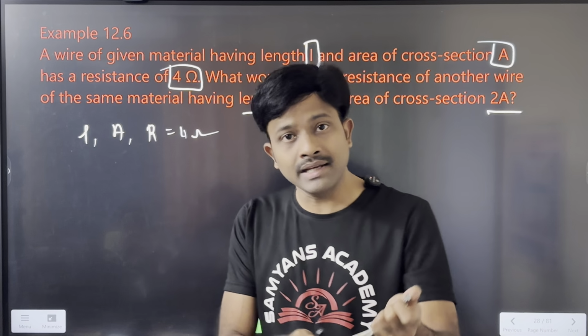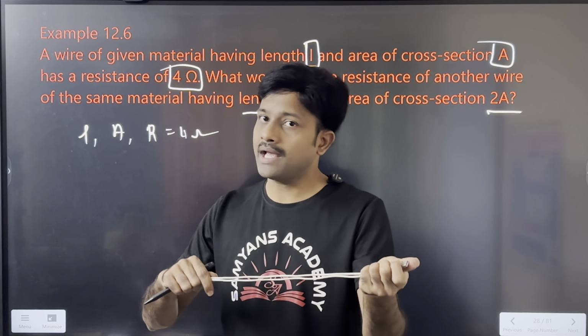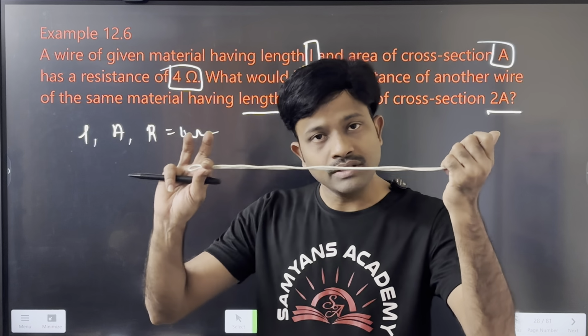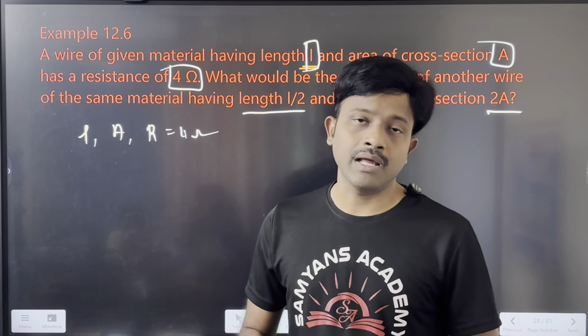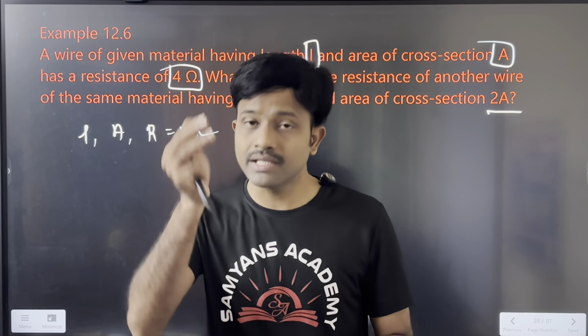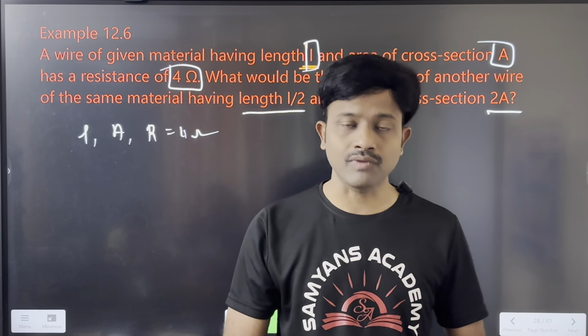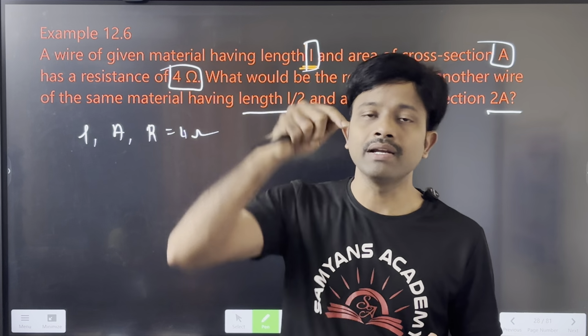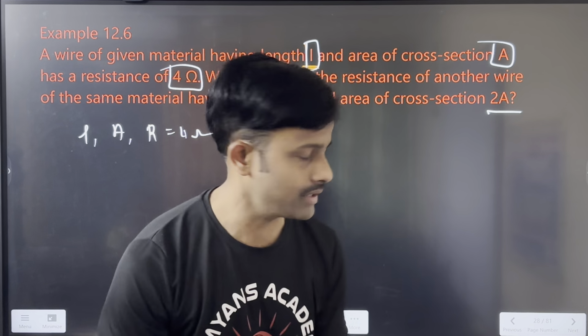Then if area increases, we already know that area is inversely proportional to resistance. Yes or no? When area increases to 2 times and length decreases to 2 times, the resistance decreases. Why? Because area increases, the resistance value decreases. Then how will it decrease? Let us see now.